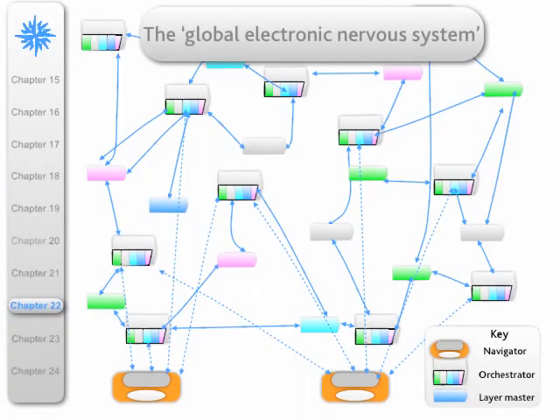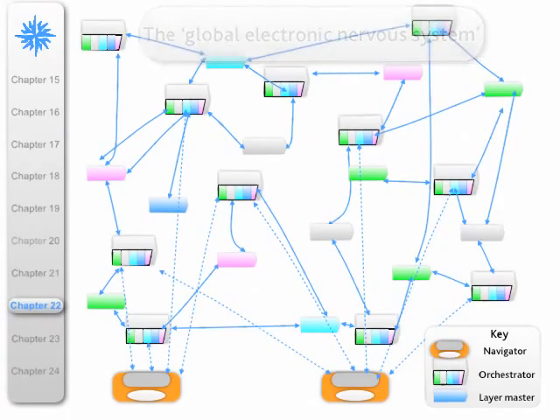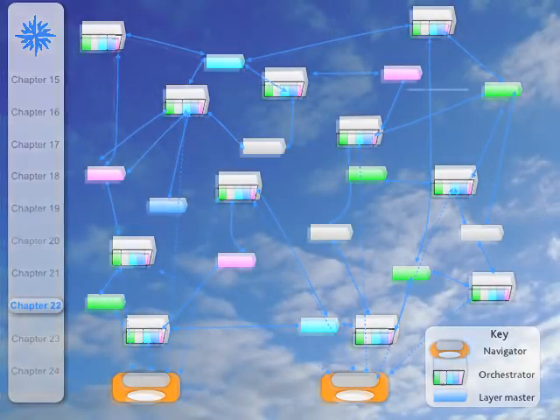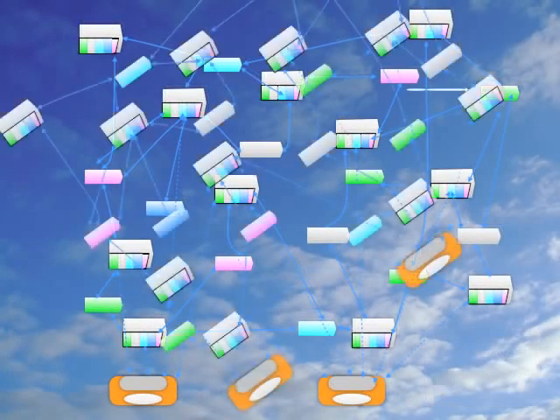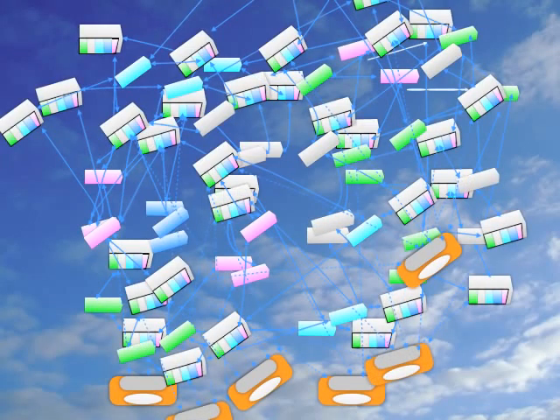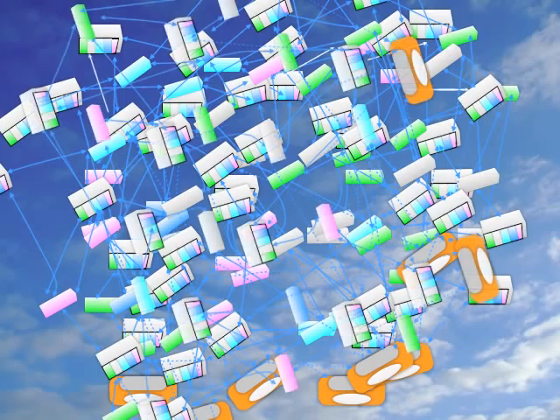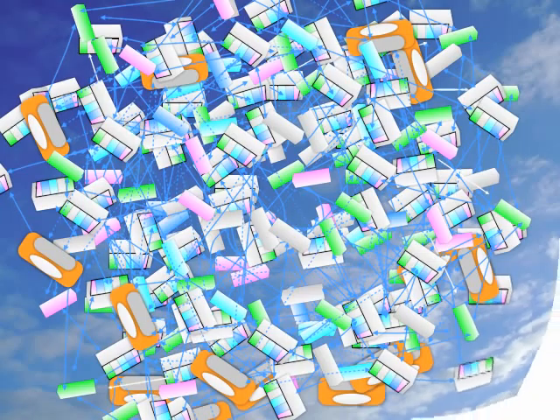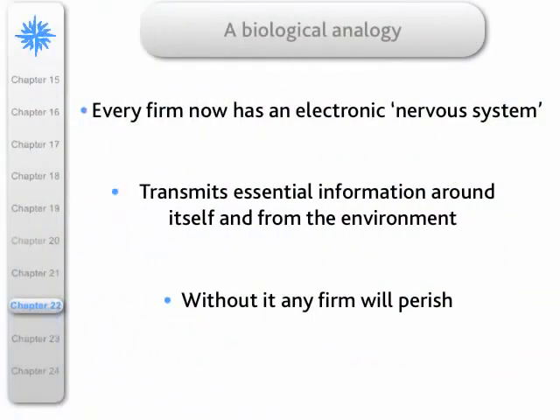So here we have the global electronic nervous system where we have navigators, orchestrators and layer masters all connected to each other. And we can take this a little further and put on some more and some more and load it up more and more. So we have this tangled asymmetrical web of information around the world, which becomes very complex when you look at it like that.